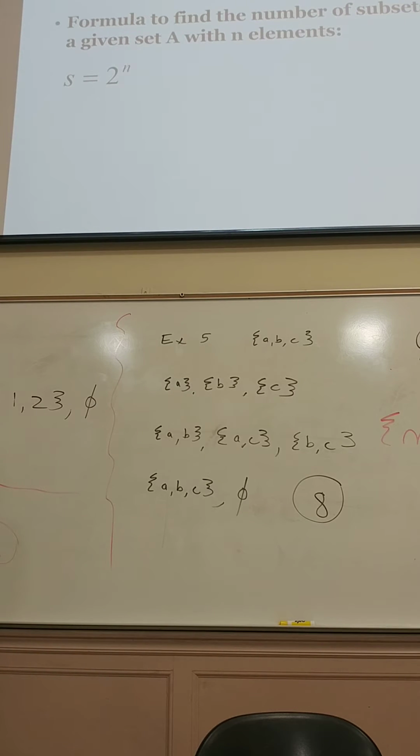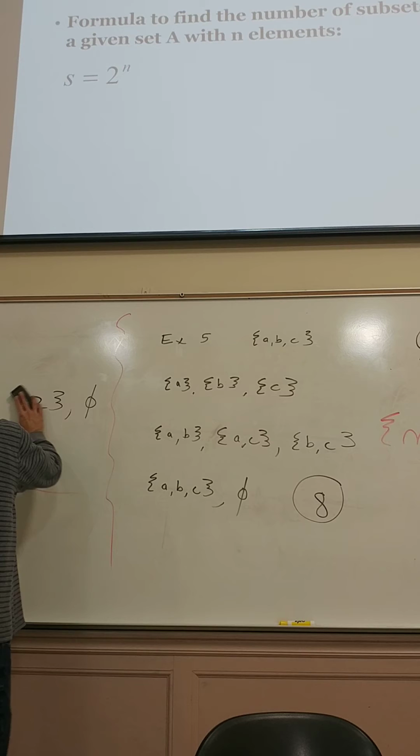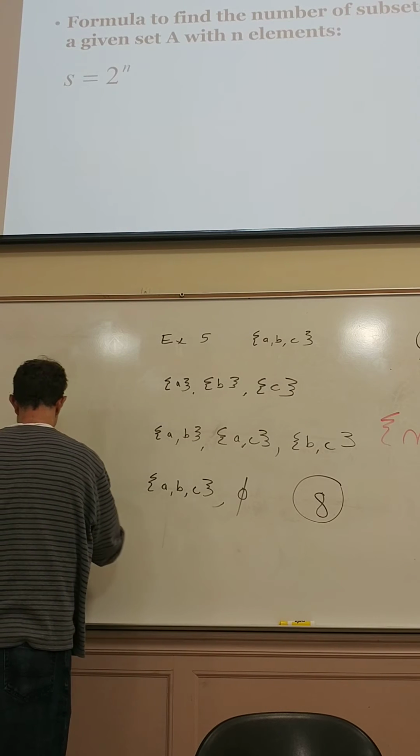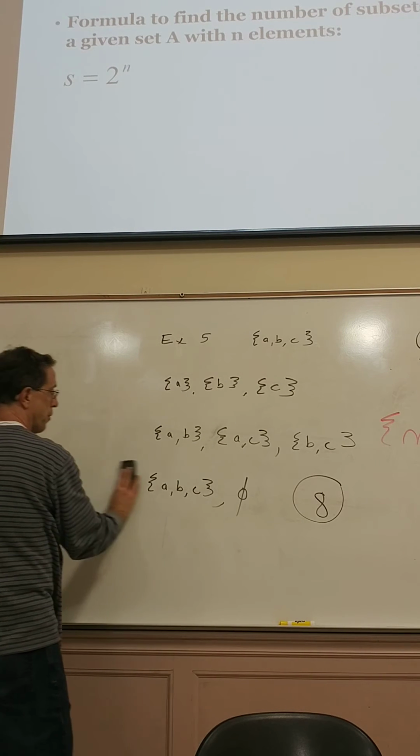So, the formula to find the number of subsets of a set A with n elements is 2 to the n, as we saw from our chart. There is a number pattern there.